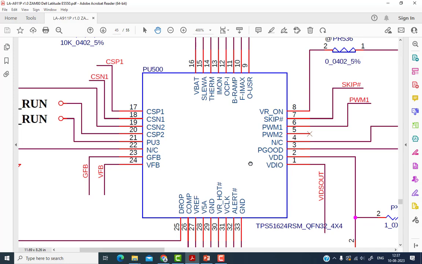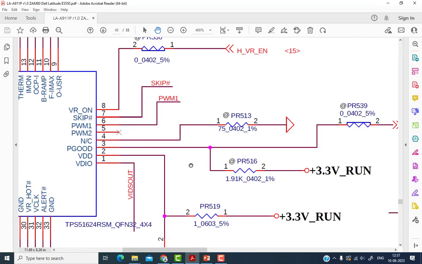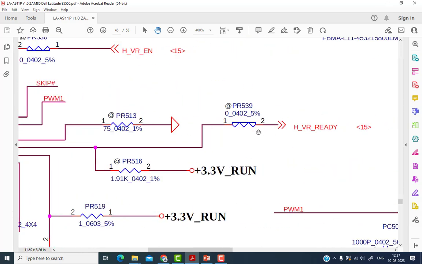The PGOOD is the output, called power good, and this power good is going to page number 15, and the name of the signal is H_VR_READY. That means the CPU core voltage is ready, and the voltage here will be somewhere around 3 volt. So this is the output signal, and if this signal comes out from the VRM chip, that means our entire section is working fine.